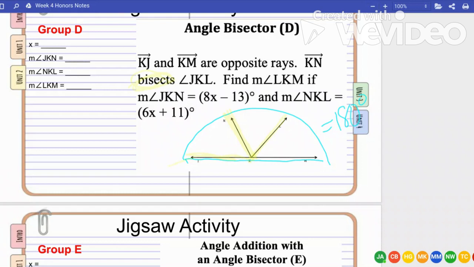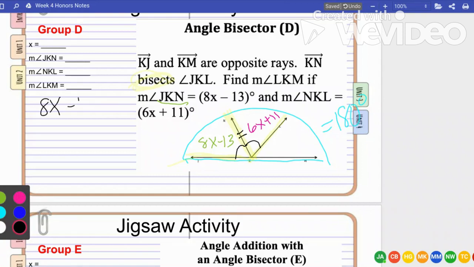So whenever we see this word bisect, that means it cuts it into two congruent angles. So in our picture, what we do is we put a swoosh on these two angles. That means that those two angles are congruent. So inside of JKN, we're going to write 8x minus 13. And inside of angle NKL, we're going to write 6x plus 11. Well, since we had a bisector on that angle, and we're only looking at the angle we highlighted in yellow, those two parts have to be equal. So 8x minus 13 equals 6x plus 11.